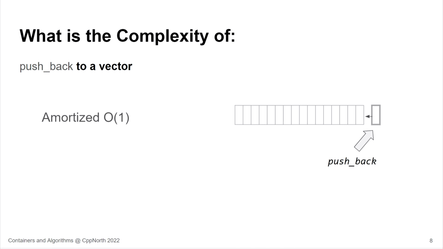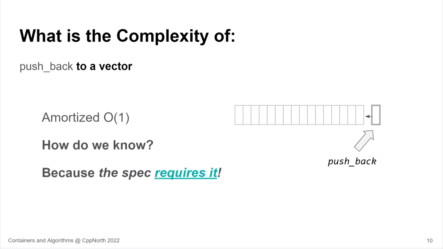So let's begin with the question of how can we know that it is amortized O(1)? And the answer is that we know that because the specification requires us to have amortized O(1) for vector push_back. When I say requires us, it means requires the library implementer. So the library must have amortized O(1) complexity for push_back call. And let's see, what does it mean, amortized O(1)?